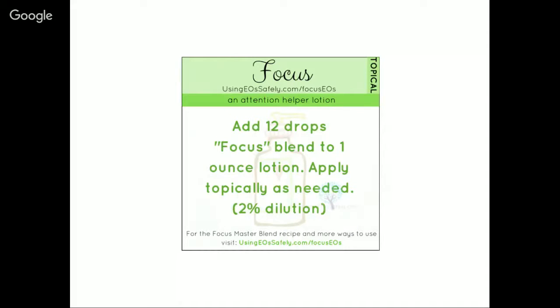And my second recipe out of 2 is for lotion. You can use the Focus Blend in a lotion. If you do, 2% is a great dilution for this. You can add 12 drops of the Focus Blend to an ounce of lotion, apply topically as needed. Again, inhalation is going to be the most effective method. You can use the lotion, however, in conjunction if you would like to.